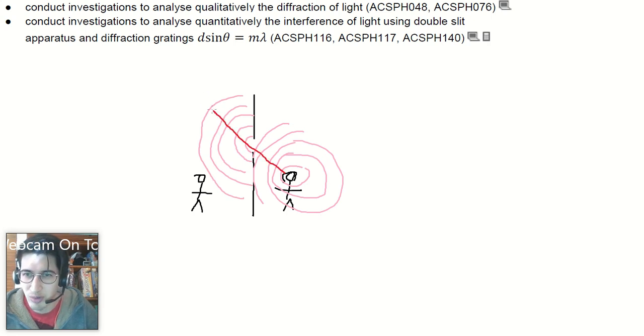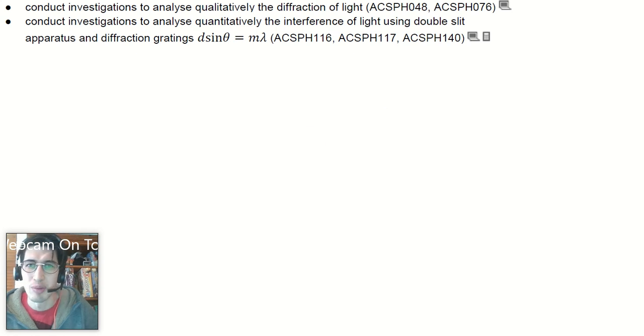Sound doesn't just travel straight through that door. Some people might think it travels straight through the door and it'll miss you, but no, when it hits the door, it spreads out. That's what diffraction is. This can happen for any type of wave. So we're looking at light waves.